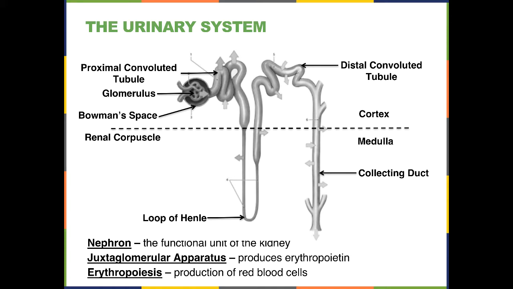Erythropoiesis is the process of making red blood cells, and it is stimulated by erythropoietin, which comes from the kidney, which is why virtually all patients who have kidney disease are also anemic, and their anemia can be quite severe. It's because of failure of this portion of the kidney.